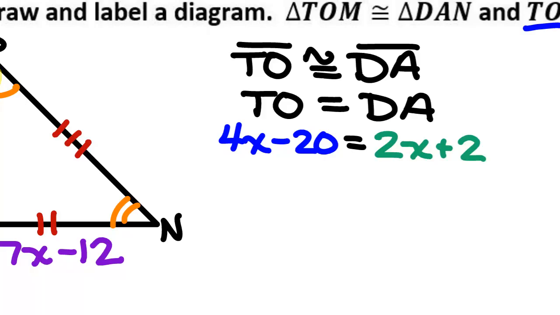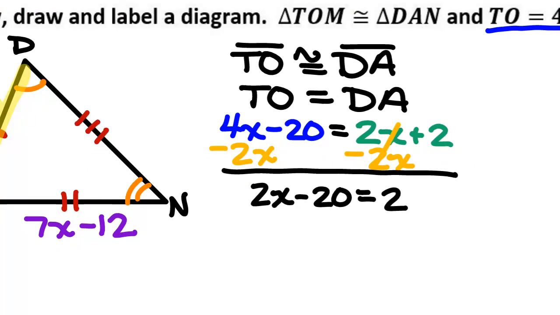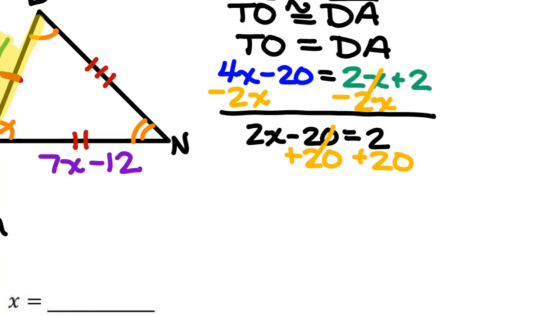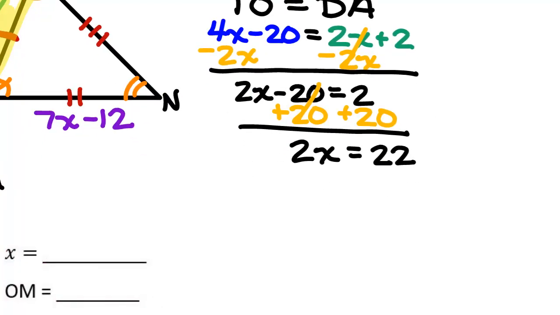We're going to solve this for x now. We're going to get the x's to the same side first. So I'm going to subtract 2x from both sides. That gives me 2x minus 20 equals 2. Then I'm going to add 20 to both sides. So I get 2x equals 22. And when I divide both sides by 2, I discover that x is 11.